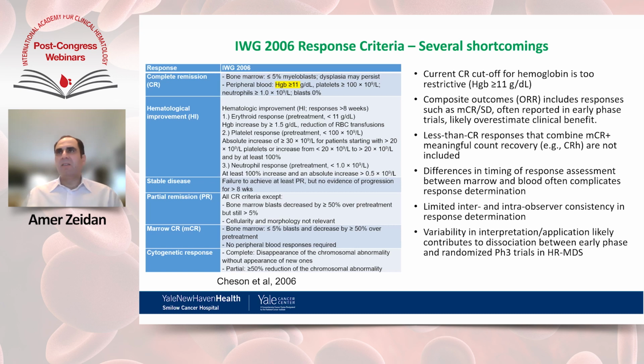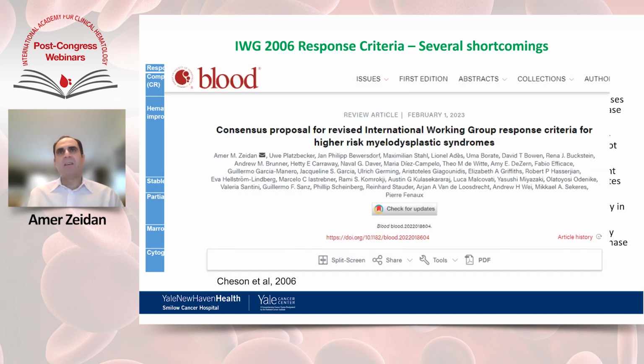Also, I think those criteria have led to reporting promising results for patients who achieve marrow CR. But we know marrow CR has not been correlated with long-term survival. And as a result of this, after almost 15 years of using these criteria, finally the IWG criteria was updated.